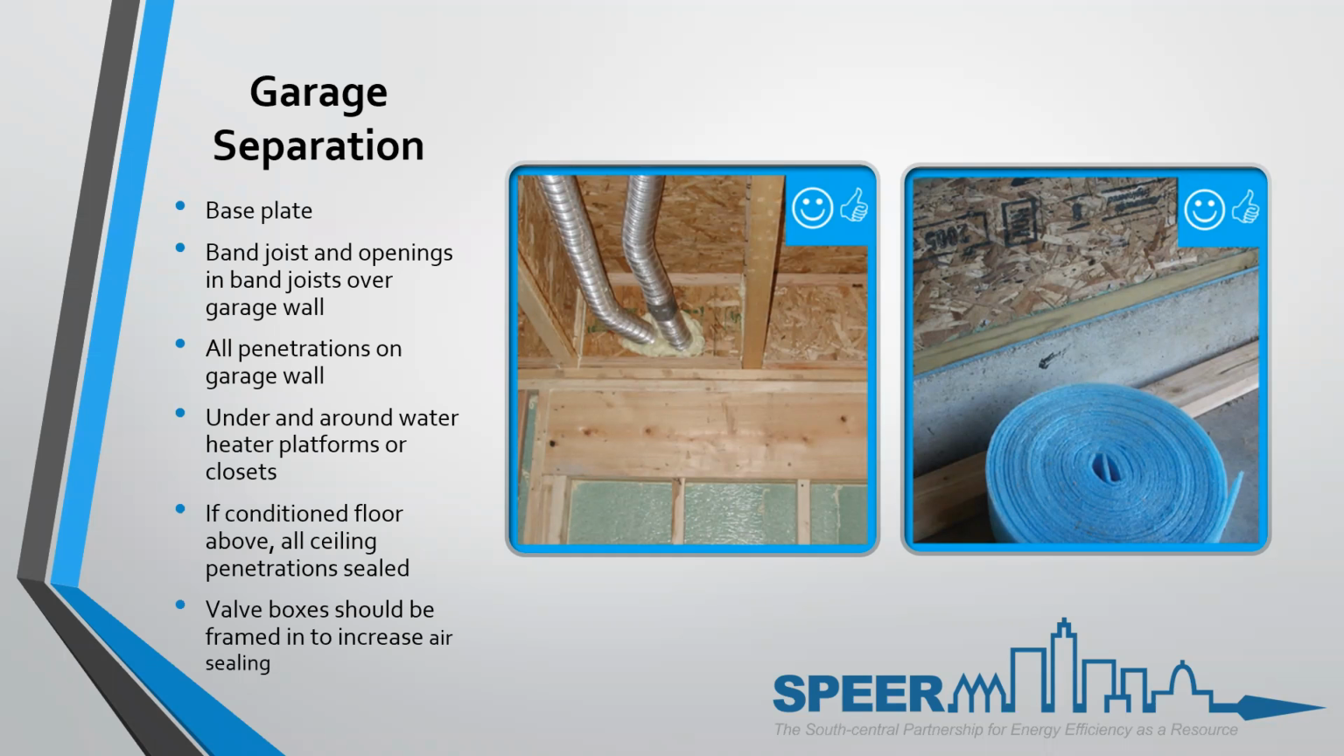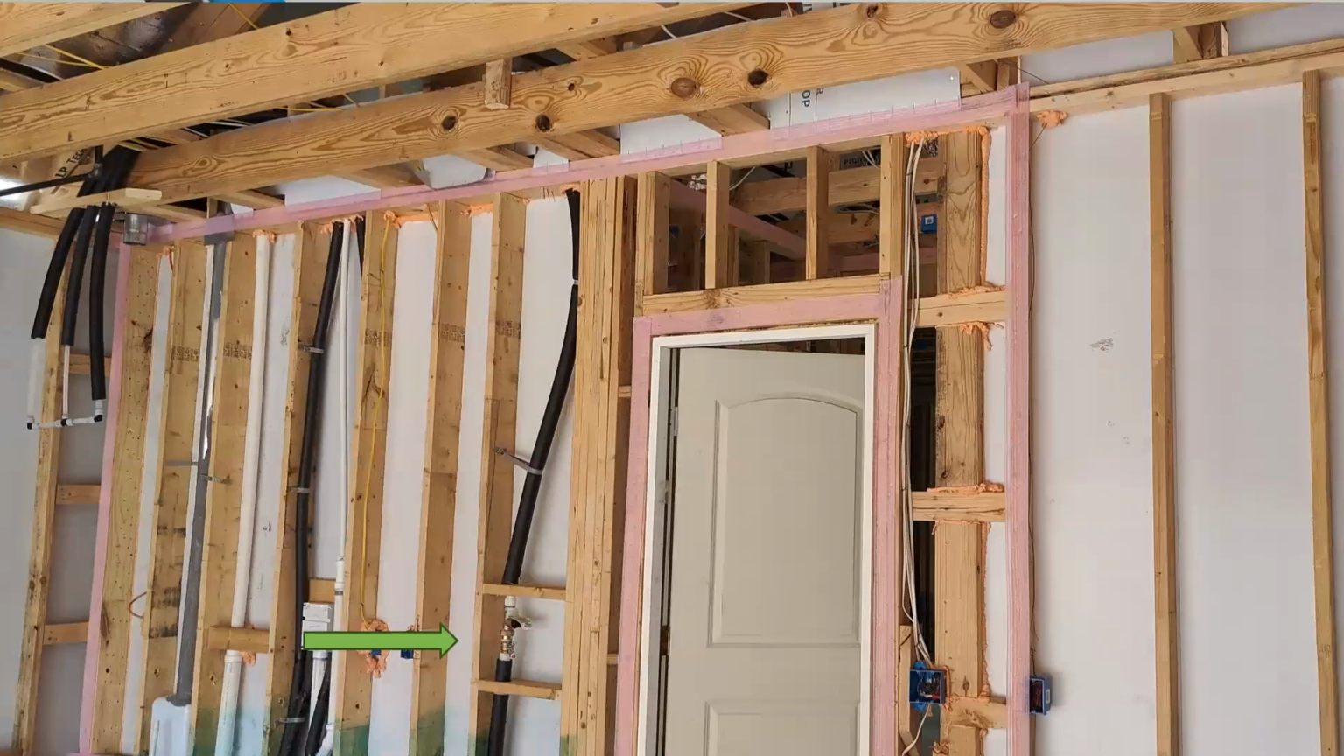So band joist openings on the garage wall, all penetrations on the garage wall, under and around water heater platforms. We talked about that previously. We'll see that again. If conditioned floor above, all ceiling penetrations should be sealed. We just talked about that with what Dylan brought up. And then valve boxes should also be framed to, I should say, decrease air movement, or increase air sealing. And that's actually on the next slide.